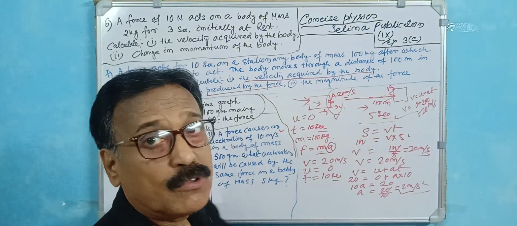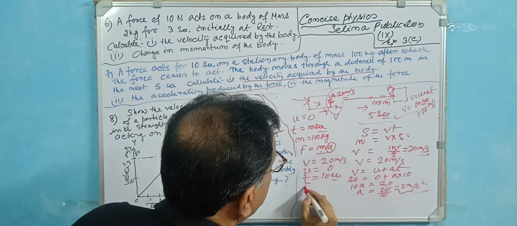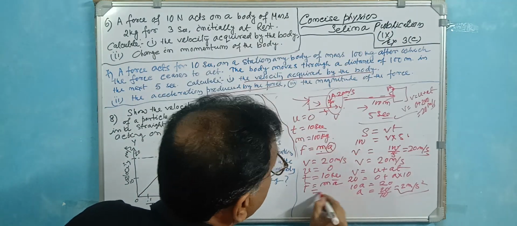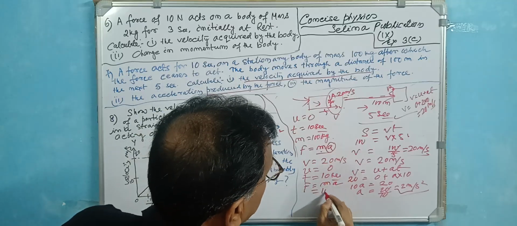Now the magnitude of force. This is very easy. F is equal to ma. You know m is 100 kg.